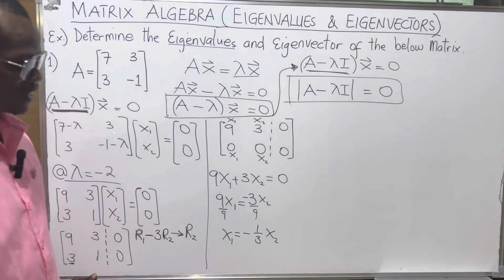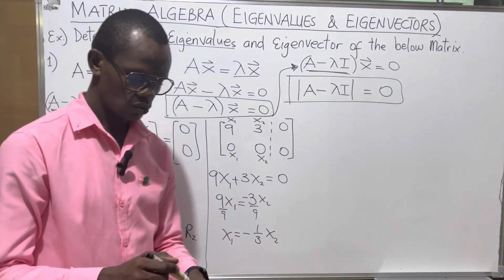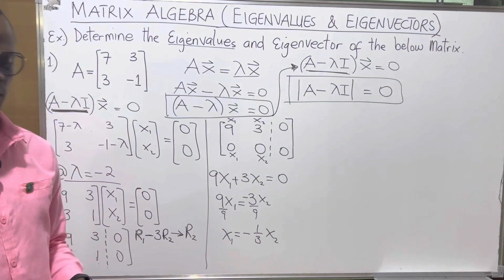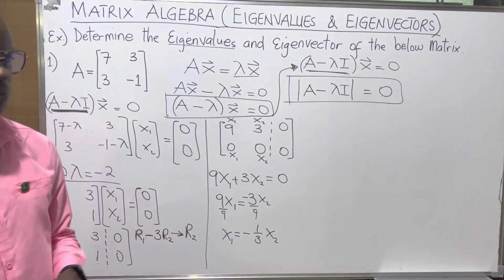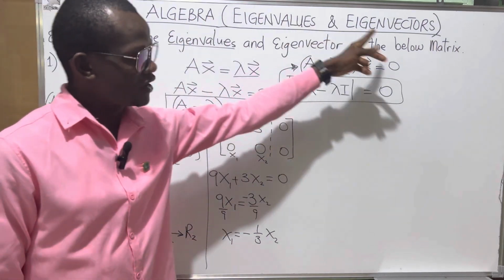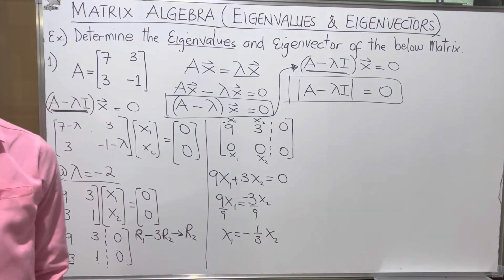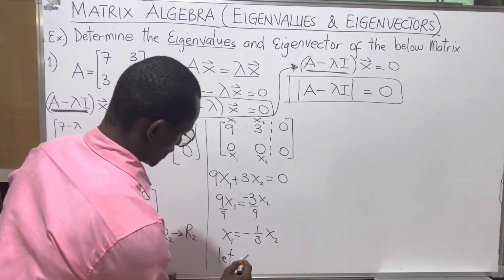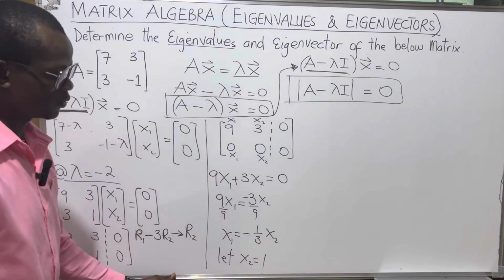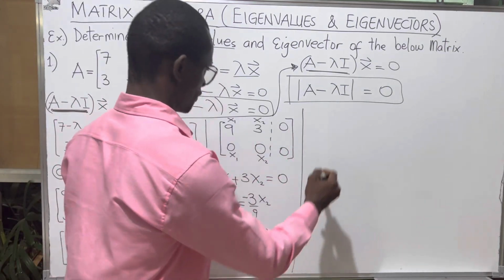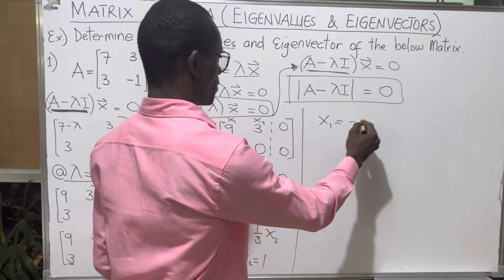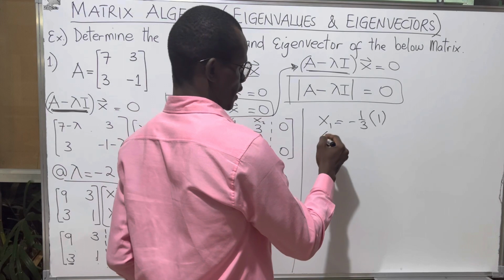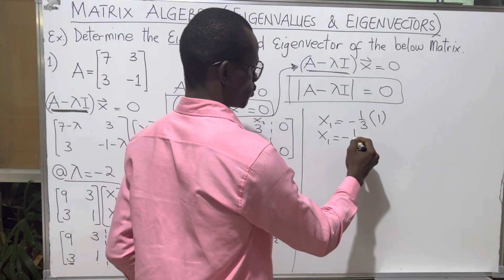So if we select values for x2 other than 0, we can say 1, we can say 2, 3, and so forth, but it should not be 0 because eigenvectors are not 0 vectors. So we say let x2 equal 1, for example. Then we can have x1 to be minus 1 over 3 times 1. So x1 now is equal to minus 1 over 3.